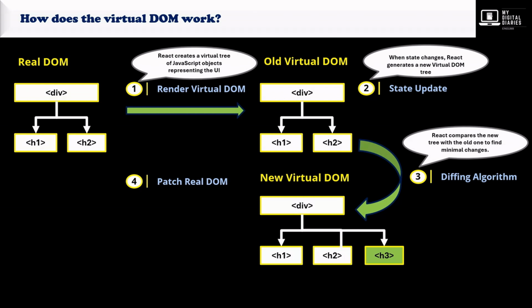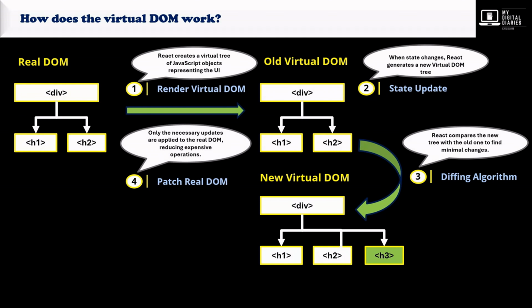And then the final, fourth step, is to patch the real DOM. Now instead of updating the entire page, React updates only the exact difference in the real DOM. Now if you see our old virtual DOM and new virtual DOM, the exact difference is h3. So it does not touch div, it does not touch h1, it does not touch h2, it only inserts h3. So this is called patching the real DOM.